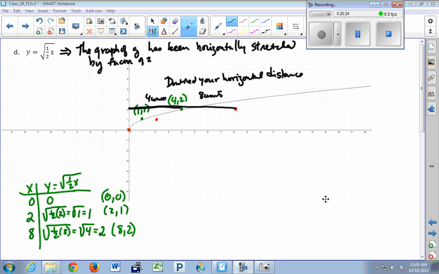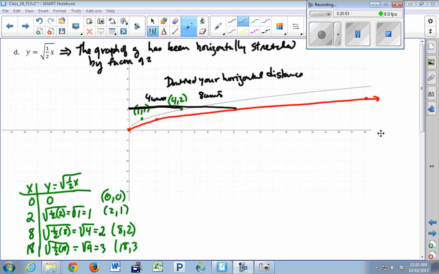Okay, so to get your final point here, you have to go out to 30. Let's see, how far can we? 18, right? I was trying to figure out how many spaces we had here. So half of 18 is 9, and the square root of 9 is 3. So now we have 18, 3. So instead of 9, 3, we got to go all the way out to 18 just to be 3 again. Okay, so now you have your stretch. This thing has been stretched horizontally by a factor of 2.